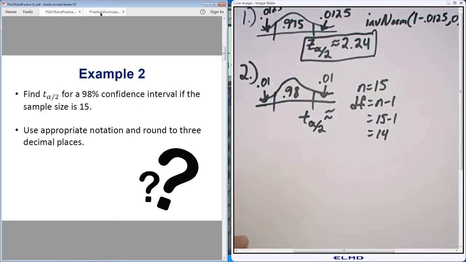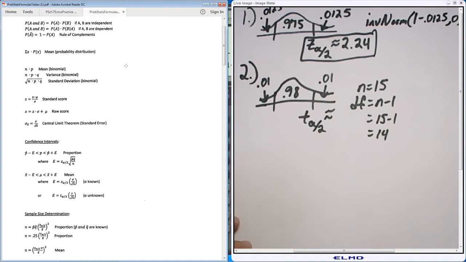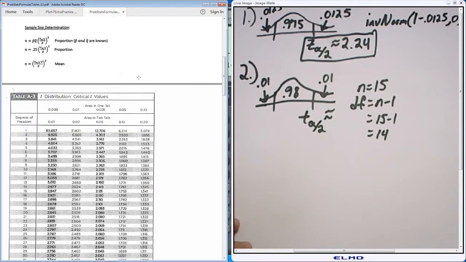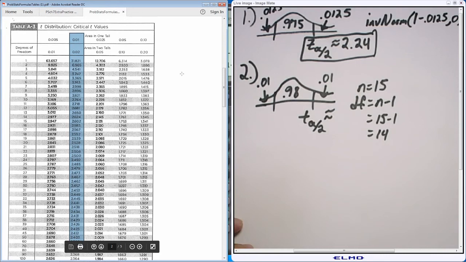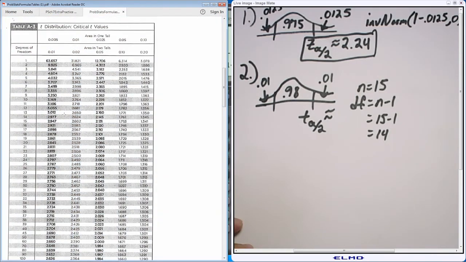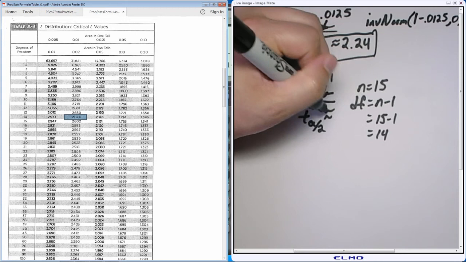And now we can use one of the tables. All right, here's the t distribution critical t values table. You can do either the area in one tail or 2. I'm going to use one tail. So area in one tail will give me this column. And 14 degrees of freedom gives me this answer, 2.624. That is the answer.